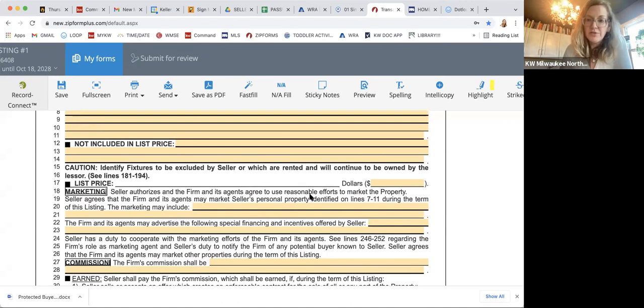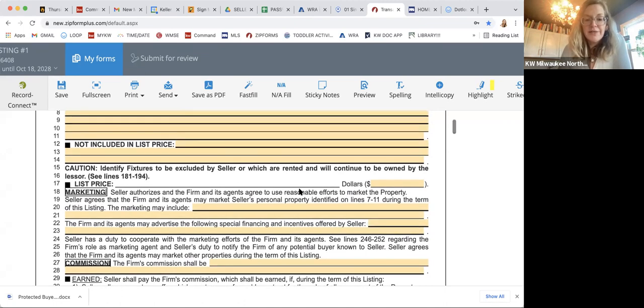If the owner wants those things, we need to make sure that they are included in this not included in the list price section. Light fixtures are a big one. If there's a chandelier that is very important to the seller, we need to make sure that we list it here. I've seen owners want to take perennials that are very important to them, so we would list that here.